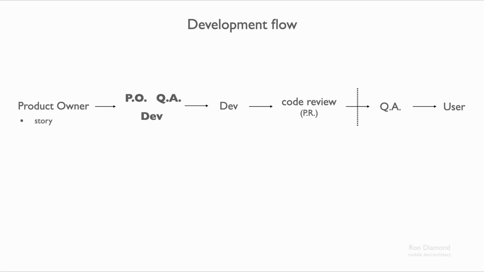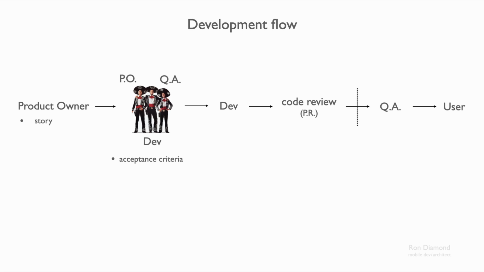And in BDD, that's sometimes called the three amigos, the product owner, QA, and developers working together to write those scenarios. And so one of the things BDD offers us is the ability to integrate QA into the development process itself. No more duplication of effort after the fact. Instead, they help developers create a code base that actually QAs itself.